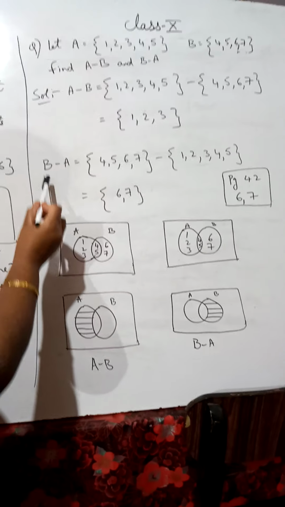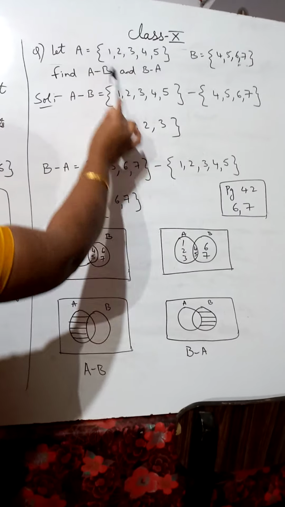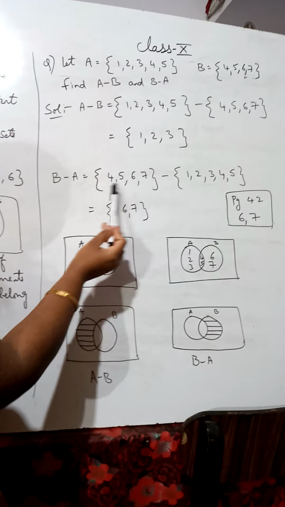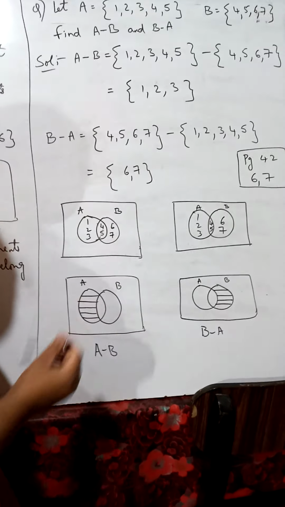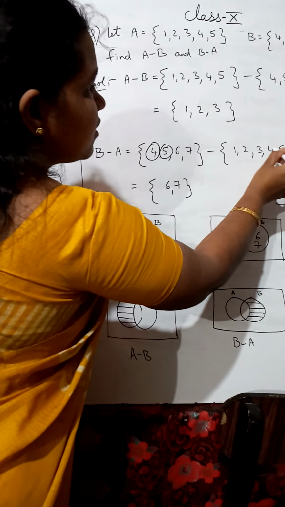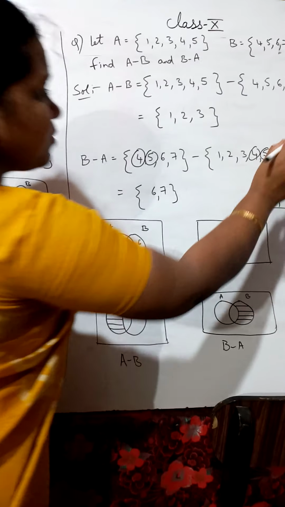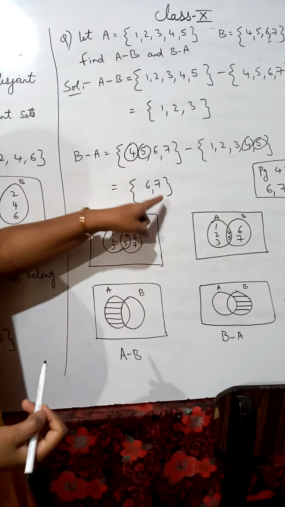Then next here B minus A. So first you have to write set B minus set A. Then you have to find out. Here 4, 5 are the common elements. So you can remove them. Here 4 and 5 are the common elements for both A and B. So remove them. So what are the elements left? 6 and 7. 6 comma 7. So B minus A is {6, 7}.